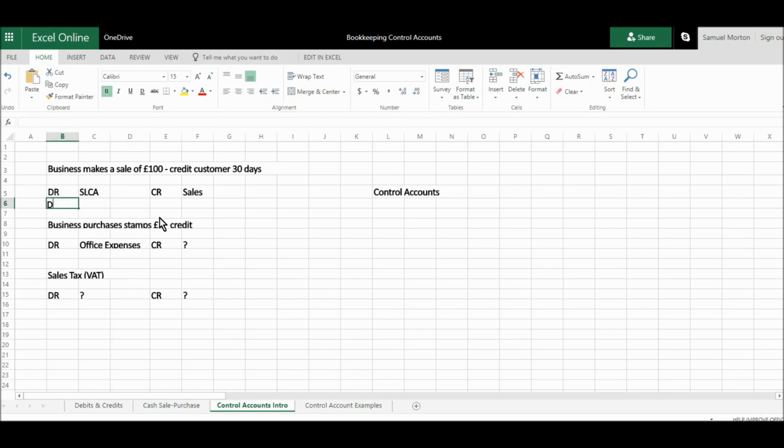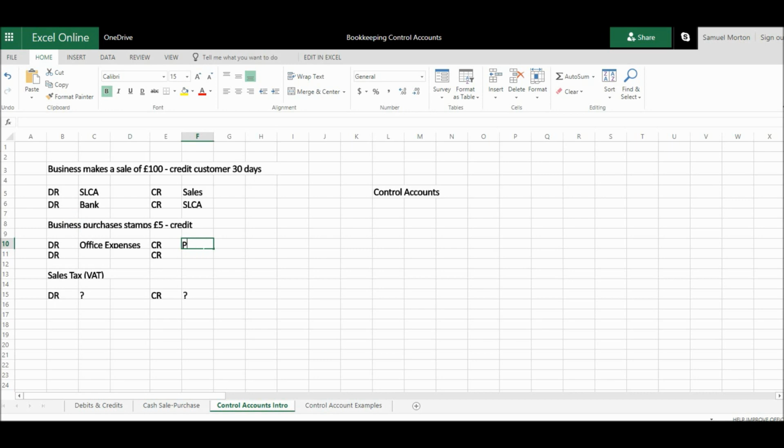And then what would happen is when that money is finally paid in, say the customer pays after 30 days, that amount will be cleared off by crediting the sales ledger control account, and then the money would go into the bank or petty cash, however the payment was made. So we have two transactions in this example, and it's the same with all control accounts if payment has been made.